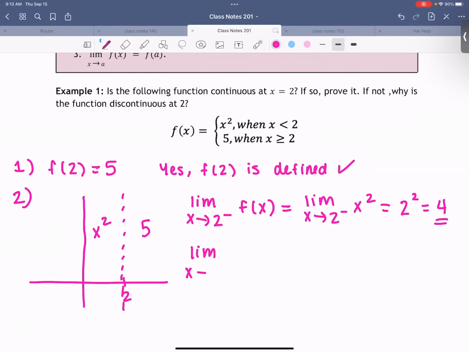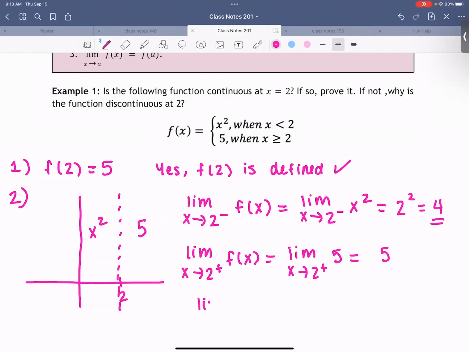The limit as we go from the right of our function, well, now we're on the right side of our function. We're not going to focus on x squared anymore. Let's focus on the 5. This is the limit as we approach 2 from the right of 5. What's that limit? 5, good. Okay, we found our left and we found our right limits. What is the full limit of our function?